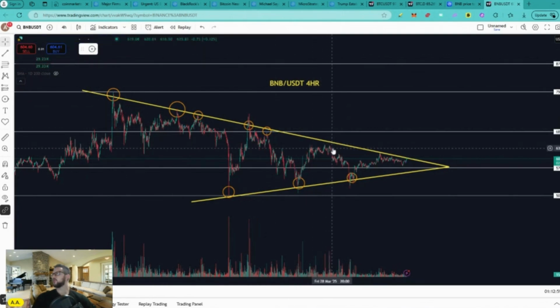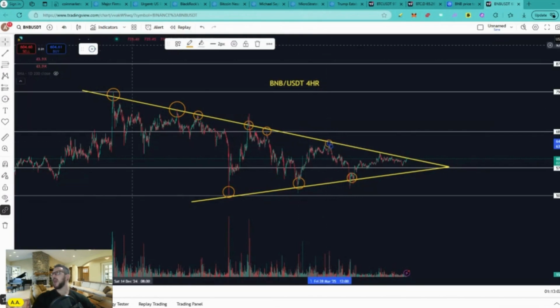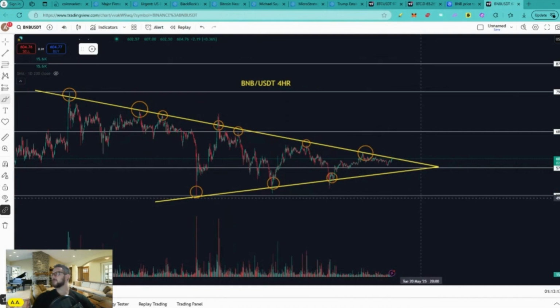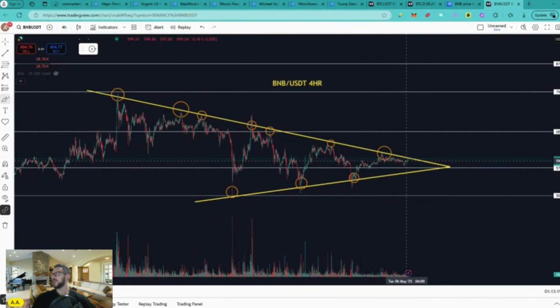So we have this huge triangle pattern going on, and as long as the price action is moving inside the pattern, we have to assume that it's going to continue moving inside the pattern until it breaks out. But as you see, the price action doesn't have a lot of room to play inside the triangle pattern. So I expect to see a breakout sooner or later.